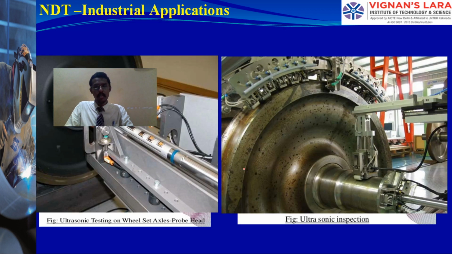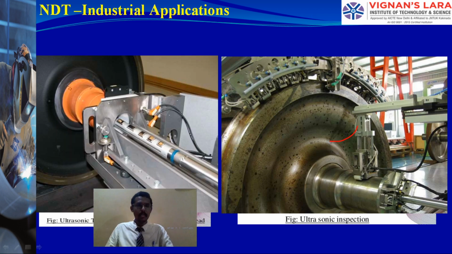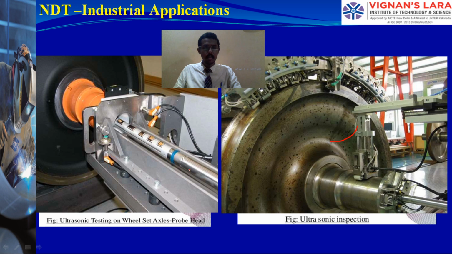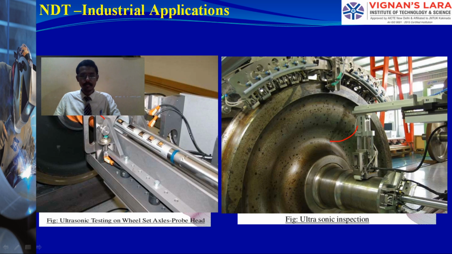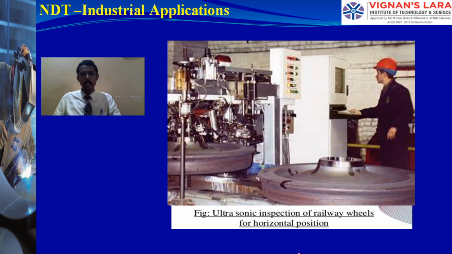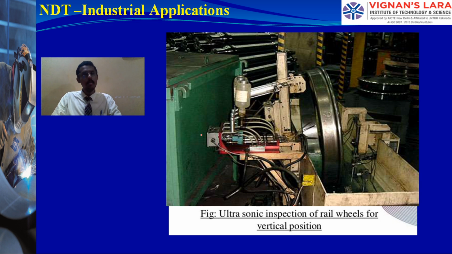You see in some images ultrasonic inspections on the right side, and in the left side one, ultrasonic testing on the wheel and axles they are doing. So ultrasonic inspection of the railway wheels for horizontal positions. This is laboratory inspection, not in-service inspection. See, this is the wheel, and we are doing some laboratory inspections. That is a horizontal one. This is the vertical position inspection. Here it is available, the vertical.